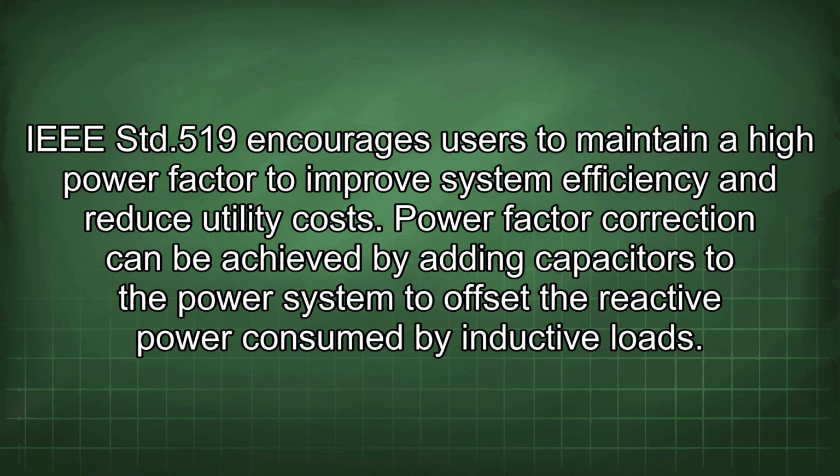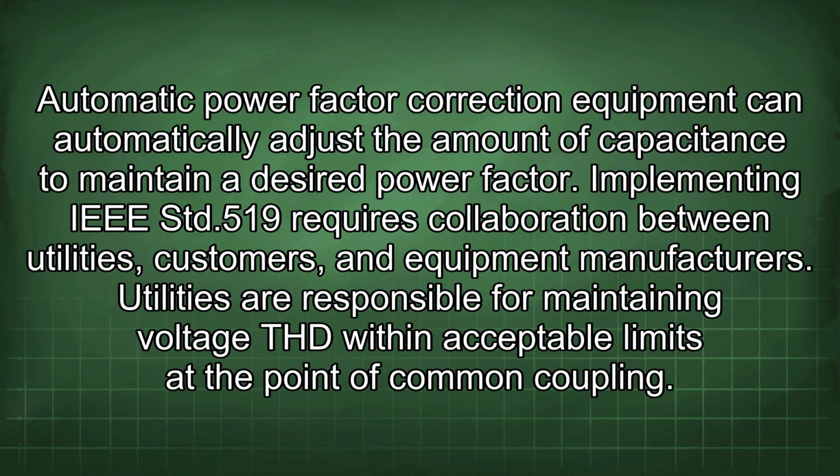Power factor correction can be achieved by adding capacitors to the power system to offset the reactive power consumed by inductive loads. Automatic power factor correction equipment can automatically adjust the amount of capacitance to maintain a desired power factor. Implementing IEEE Std.519 requires collaboration between utilities, customers, and equipment manufacturers.